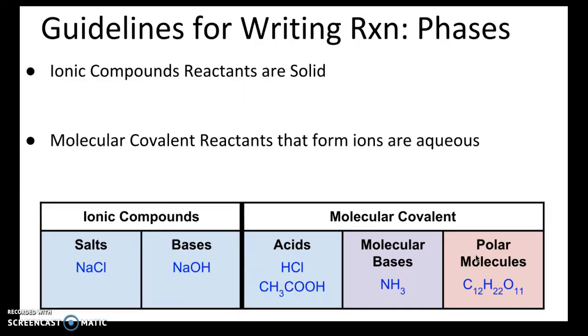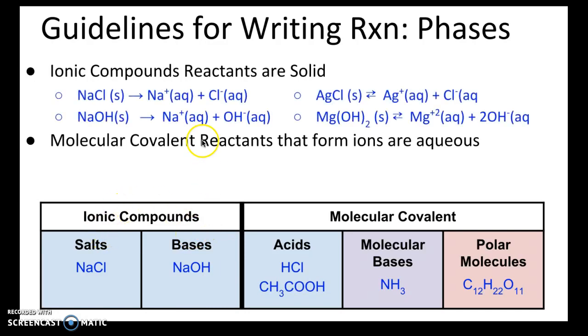All right. Next thing we're going to talk about in terms of guidelines for writing reactions are the phases, and specifically the phases of the reactants, because I believe in the last video there were several mistakes and things were not made clear. So let's start off with ionic compounds. So ionic compounds, whether they're salts or bases, those reactants will always be written as a solid. And so here are some examples.